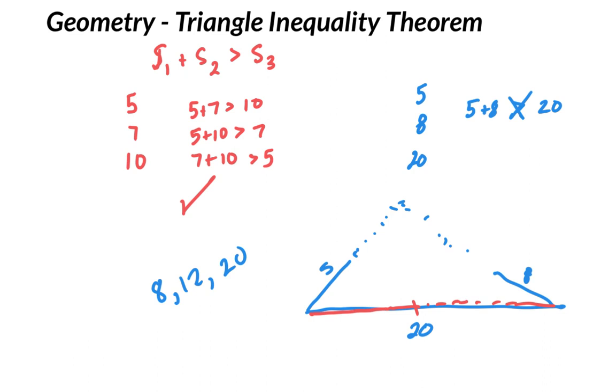And again, to verify something is a triangle, you should really try all three sums and verify that they are greater than. And then it's an actual triangle that can exist.